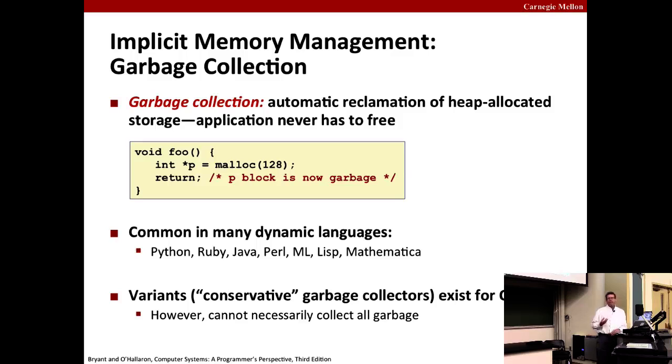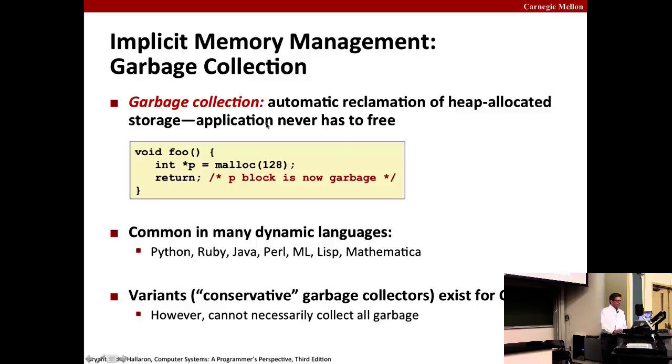Now, so far, we're assuming that the application is responsible for both allocating storage and freeing storage. But there is a form of memory manager called an implicit memory manager that does the freeing for you. Applications allocate space, but they never have to worry about freeing space. The system does that automatically. The idea is to identify so-called garbage, areas of memory that can never be referenced anymore, and then free up those blocks.